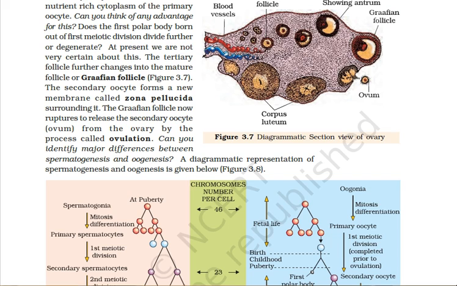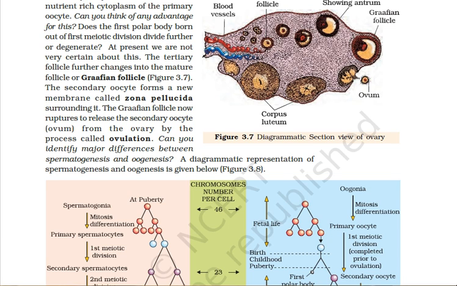The primary oocyte is surrounded by a layer of follicle cells or granulosa cells. Therefore, it is called a primary follicle. I repeat, a primary oocyte surrounded by a layer of follicle cells or granulosa cells is called a primary follicle. The follicle cells are protective and nutritive in function.